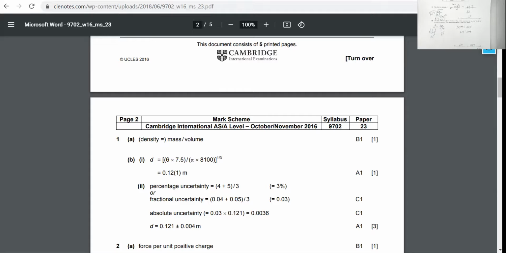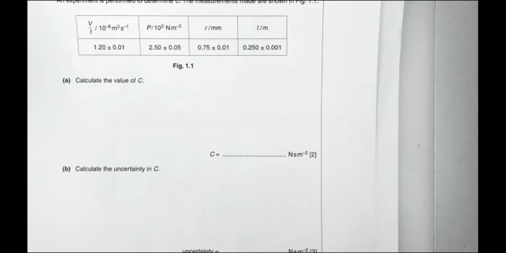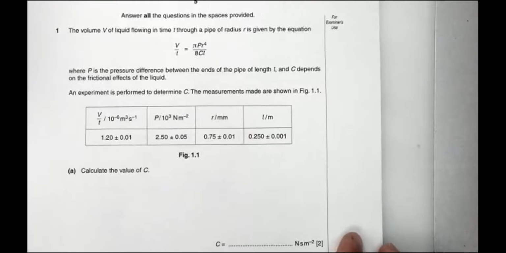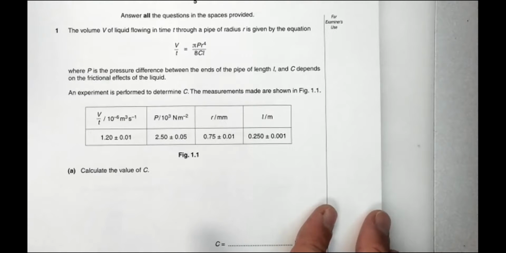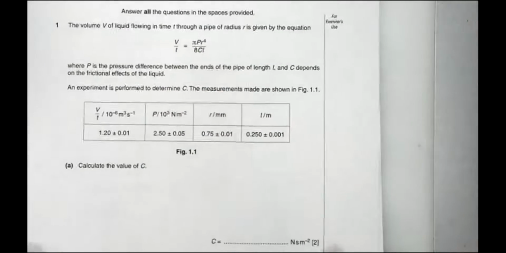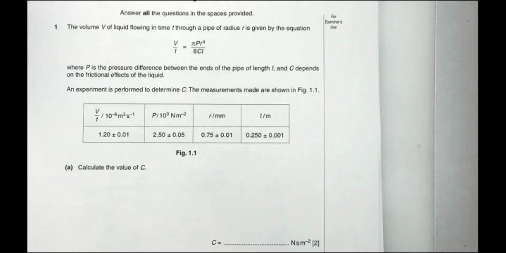Now let's shift gears a little bit here. Now we're going to take a look at this one. All right, so let me stop the share there. This one says the volume of liquid flowing in time t through a pipe of radius r is given by an equation there. I think we might have worked with this equation, just looking at base units. It says where P is the pressure difference between the ends of the pipe of length L, C depends on the frictional effects of the liquid. An experiment is performed to determine C. The measurements are shown in figure 1.1. Calculate the value of C.